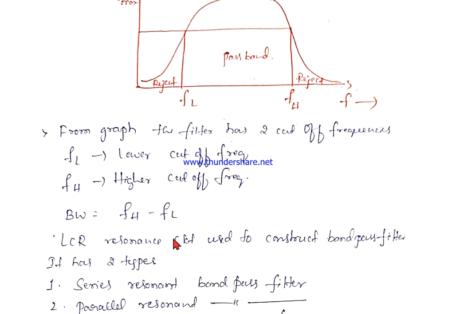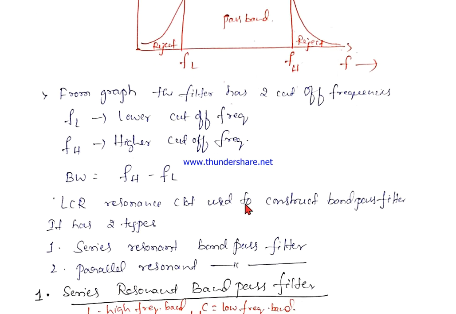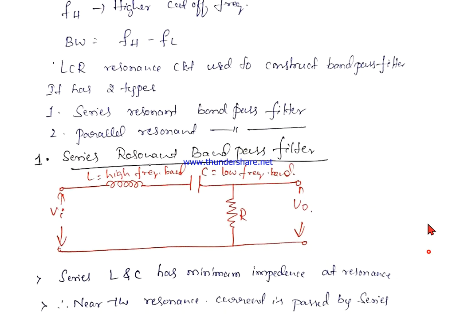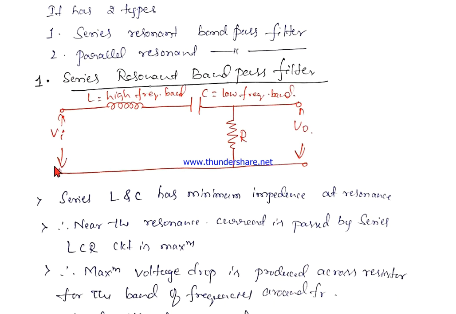Here we can construct the band pass filter by taking an LCR resonance circuit. We can construct the band pass filter in two different ways. The first type is the series resonant band pass filter and the second one is the parallel resonant band pass filter. First we'll discuss the series resonant band pass filter. The circuit connections of the series resonant band pass filter are as shown in the figure. The L, C and R are connected in series.